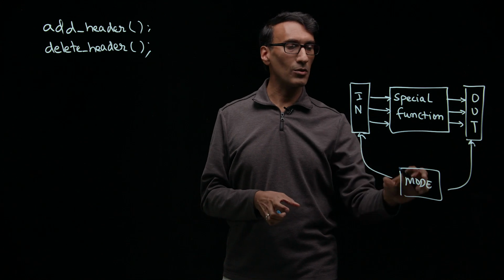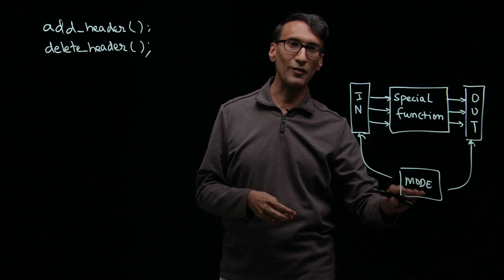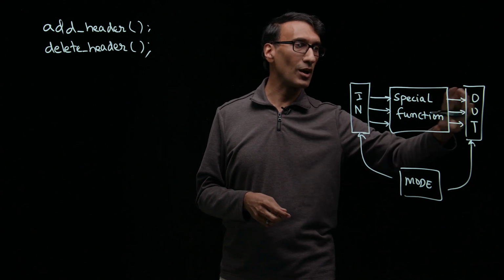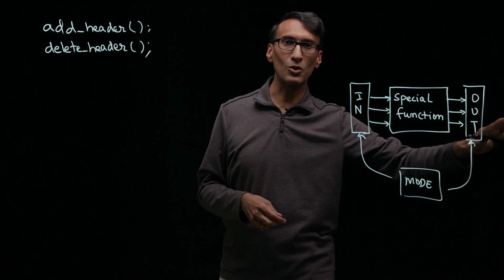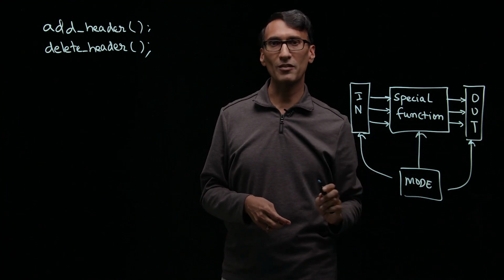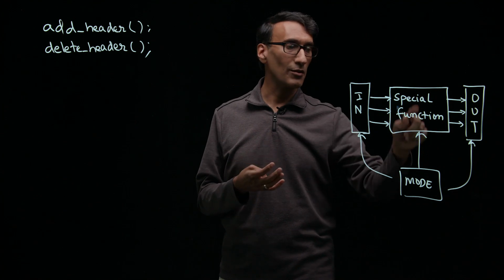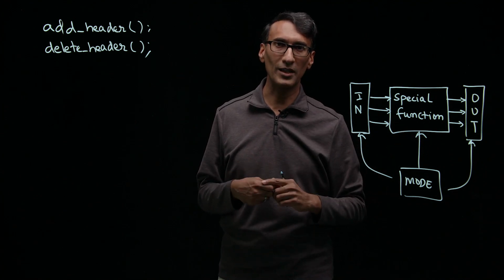This will allow you to define what kinds of inputs go into the special function under different situations, and then when the outputs come out of the special function, where those outputs go. So the same mode is also used to control how the special function operates. It could be a mode for IPv4, a mode for IPv6, or a mode for multicast.